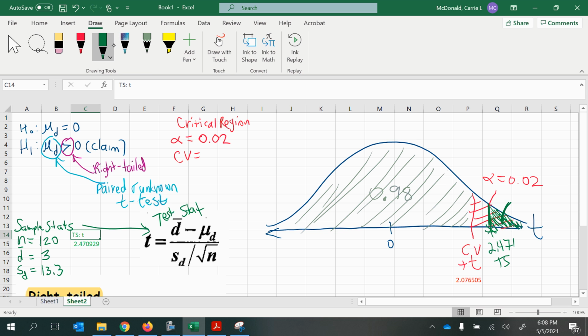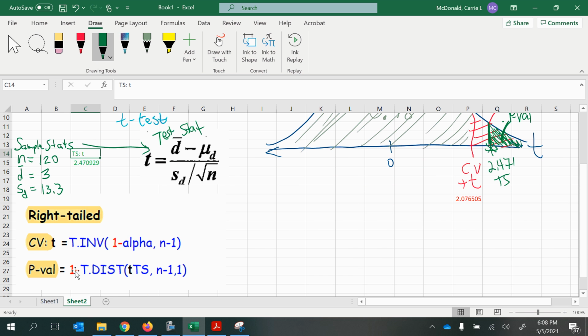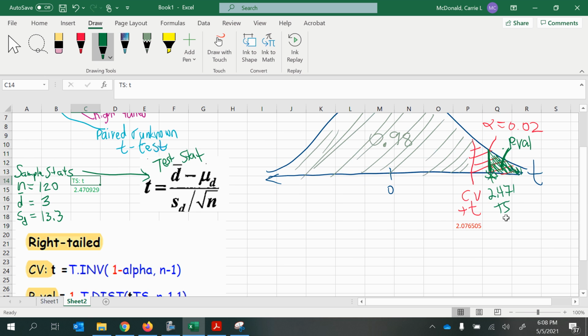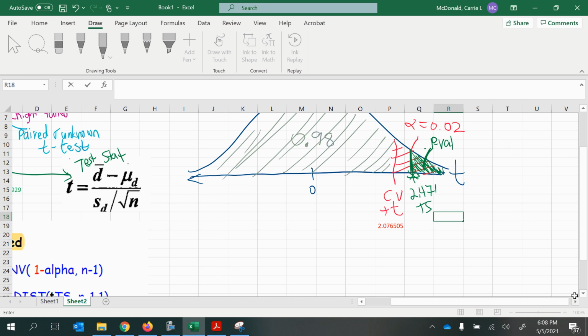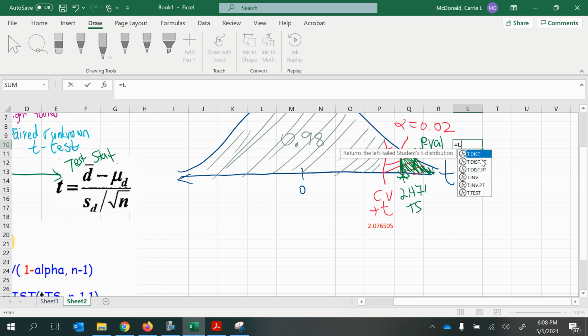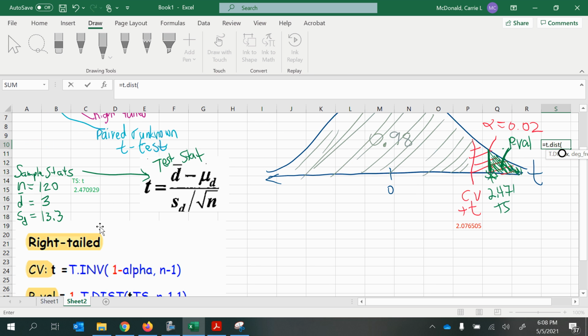Now, this green area in the right tail is our p-value. So what are we going to do? Right here it says p-value equals 1 minus t dot dist. Why is that? Because when I do t dot dist, let me show you. So t dot dist on my test statistic, 2 point, well, instead of typing it in, I'm just going to click on the calculated value here. Okay, and then my degrees of freedom, again, 119, and then true for cumulative.